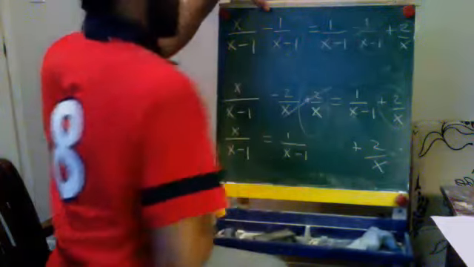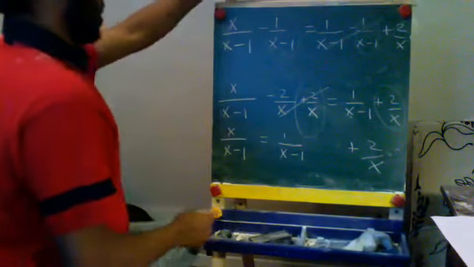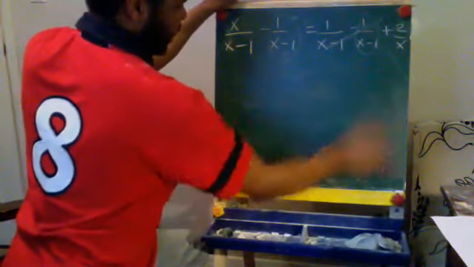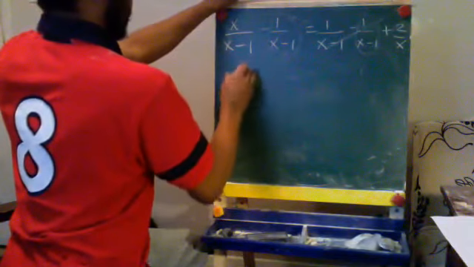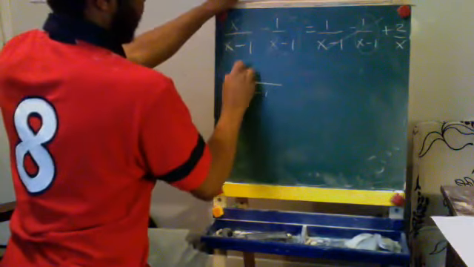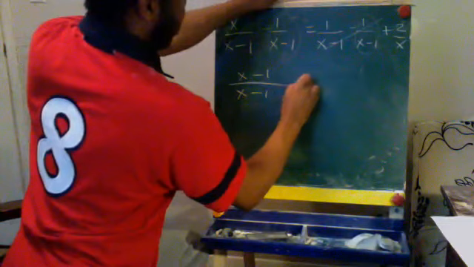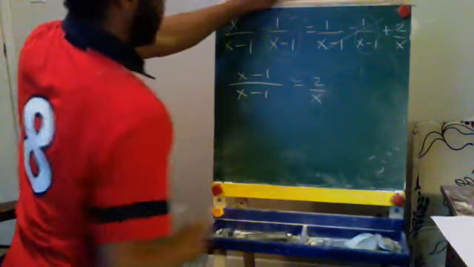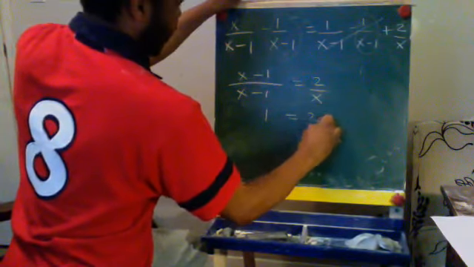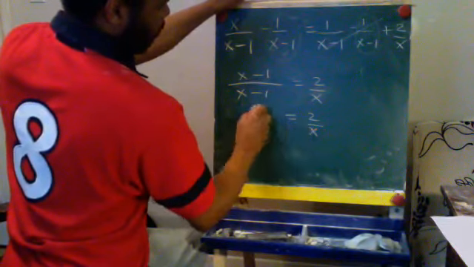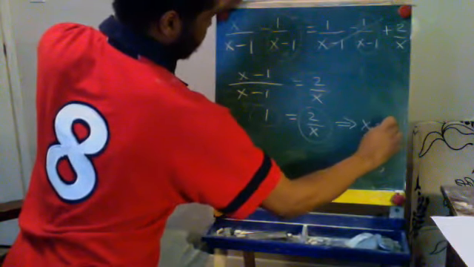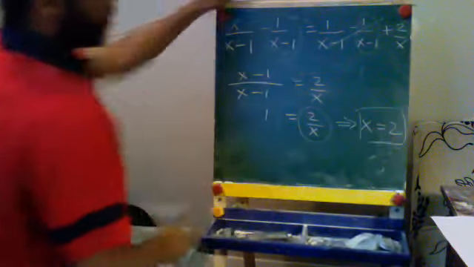Obviously, subtracting something from itself, it cancels out. And so what I have now on the left side is a denominator of x minus 1, and I'm subtracting 1, x minus 1. And that's equal to 2 over x. Anything over itself is 1. So 1 is equal to 2 over x. If something is equal to 1, then that means x has to be equal to 2. I'm done. So that's one way to look at it.